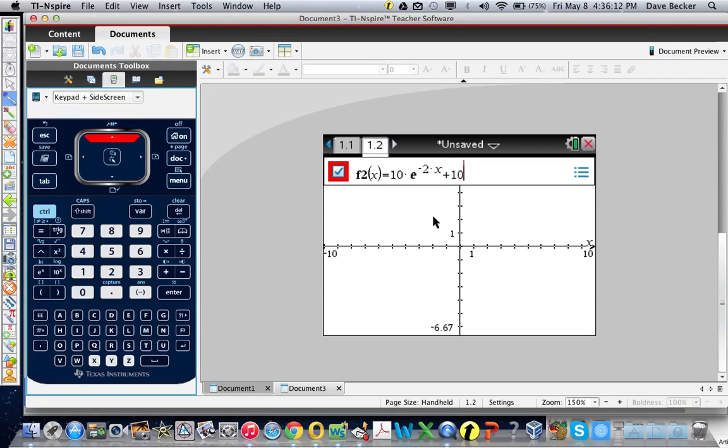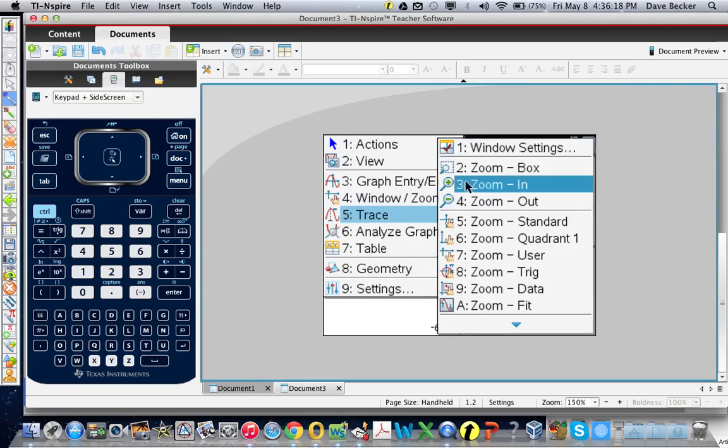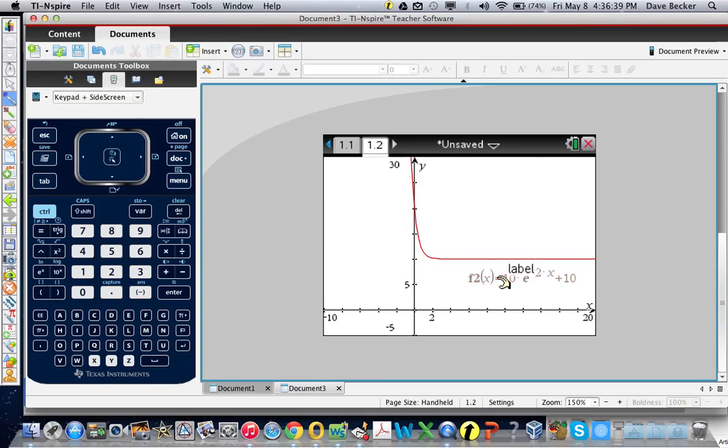So let's change our scale right away and do menu, window zoom, window settings. I'll leave it at negative 10 and maybe I'll go out to 20. I'm not sure what the answer is. Negative 5, and let's go 30, and we'll go 5. See if we can spot this thing. And there it is. Cool.